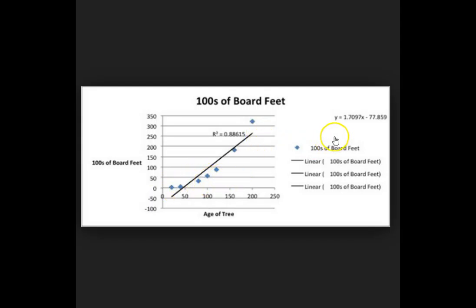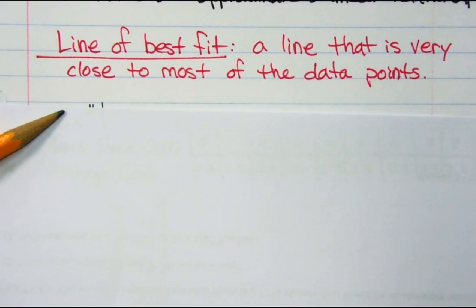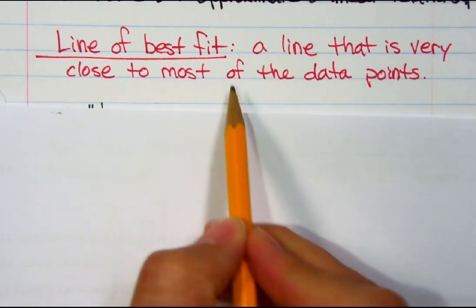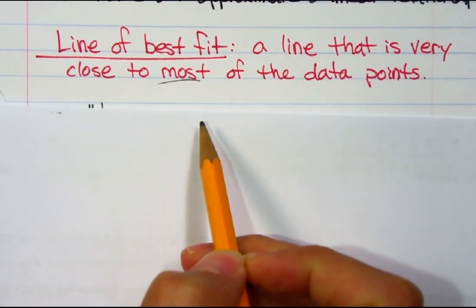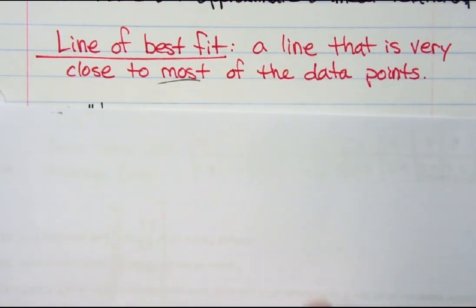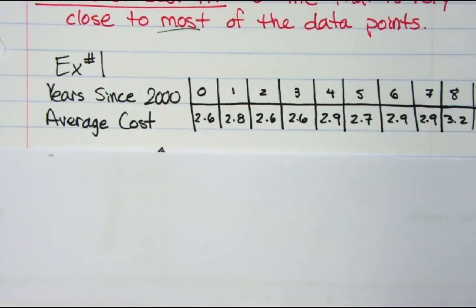How big is it? You can see this is like a real life linear equation. It tells you how quickly it's growing and where it started from. So a line of best fit is a line that is very close to most of the data points. It doesn't have to touch all of them, but it has to be close to all of them. All right, so let's take a look.